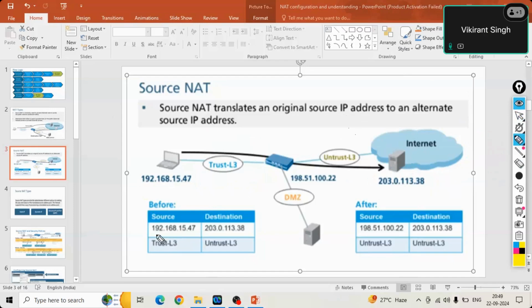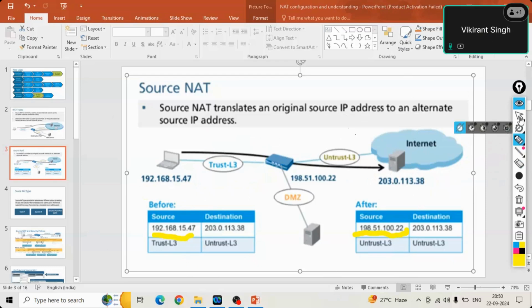So this is the source initially, and this has now changed to a public IP address according to the netting. Before, we knew only the source and destination, but our firewall knows exactly what they are going to NAT. This is pre-NAT, this is post-NAT. So it has been changed.